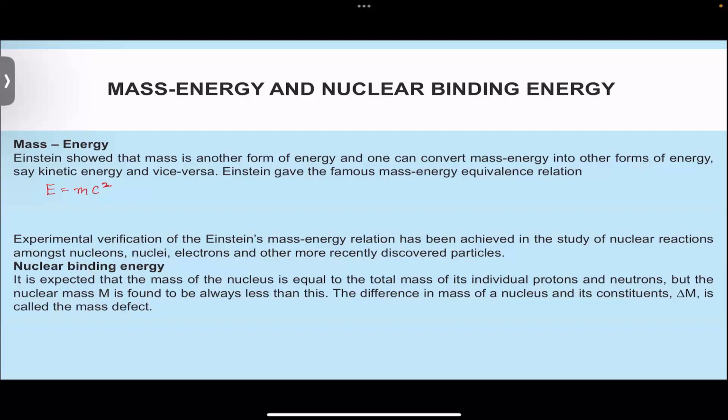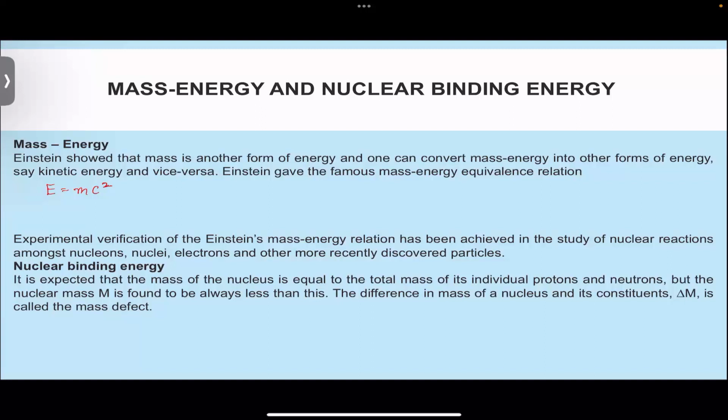Till now we have seen that the mass of the nucleus is equal to the total mass of the individual protons and neutrons. If you add the mass of individual protons and neutrons, it should equal the atomic mass that we have found. But actually that is not the case. Experimentalists have found that the mass of the nucleus m is less than that, and the difference in the mass of the nucleus and its constituents, the del m, is called the mass defect.